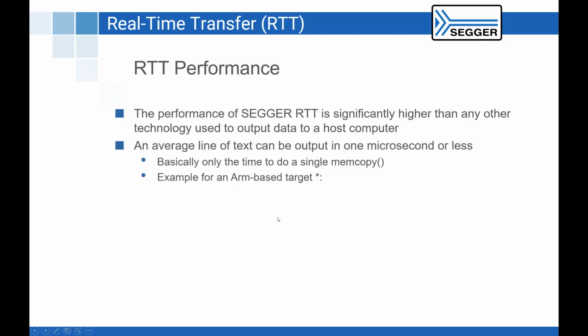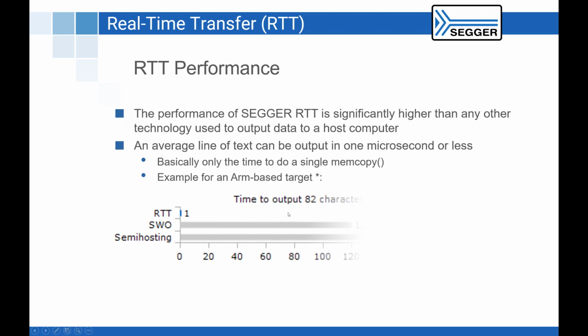And we wanted something that was much leaner and much faster. So we can actually output an average line of text in less than a microsecond. Essentially just a single memcpy. So here's an example for an ARM-based target.